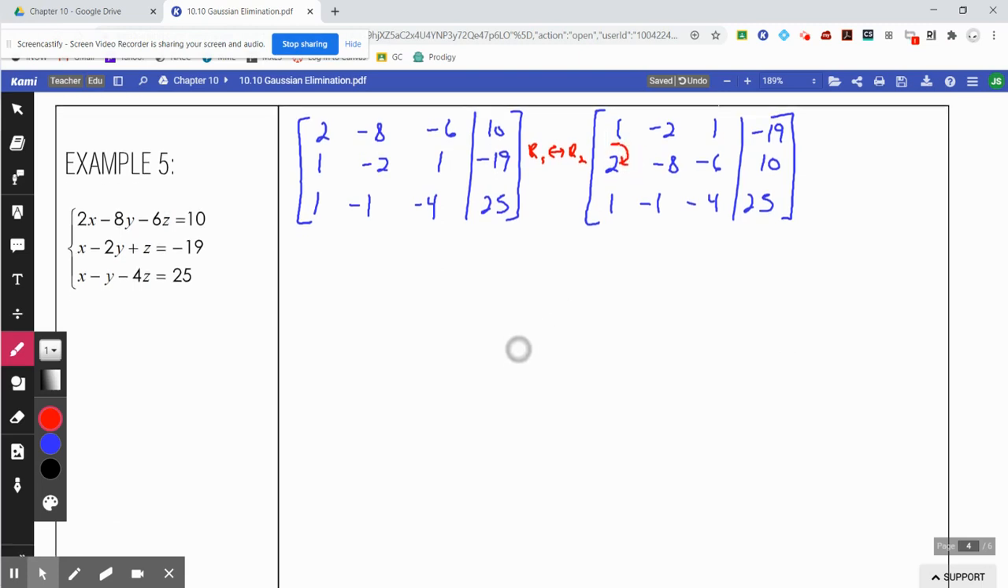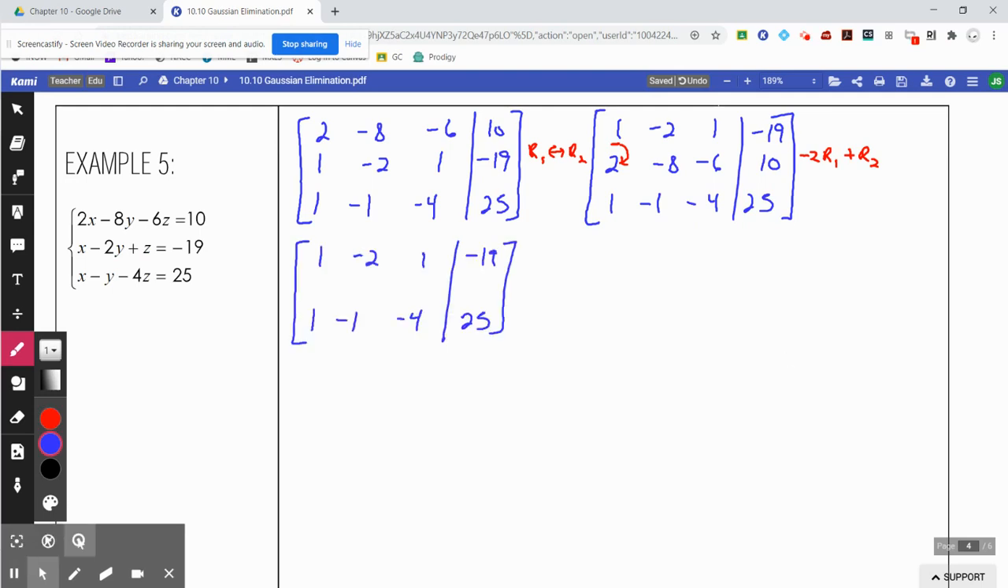So let's start with a 2. In order to make a 2 into a 0, you're going to have to add a negative 2. So I'm going to do negative 2 times my first row, and I'm going to add it to my second row. That's only going to change the second row, so my first and third row stay the same. And let's perform the operation on my second row. Multiply by negative 2, add it to this, gives me 0. Multiply by negative 2 is 4, add it to this, gives me negative 4. Multiply by negative 2 is negative 2, add it to this, gives me negative 8. Multiply by negative 2 is 38, add it to 10, gives me 48.